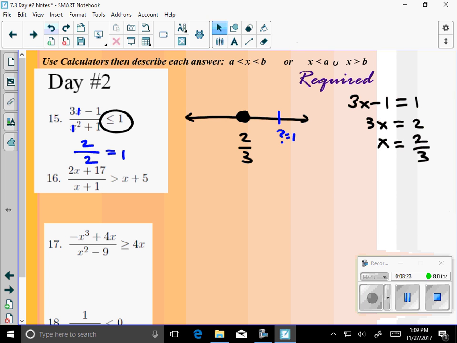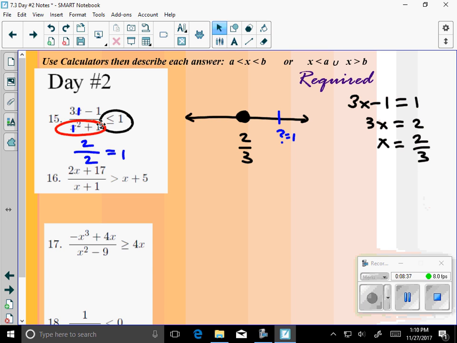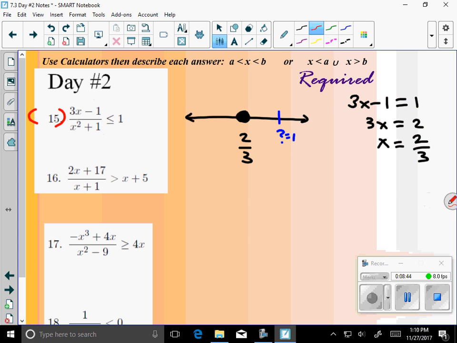Let's pause. Okay, I forgot something here, and it happens, even to those who are JV. I can't just ignore this x squared plus 1. I can't, and here's why. What we've got to do is multiply both sides times x squared plus 1. All right, so it cancels it here, and now I get 3x minus 1 is less than or equal to x squared plus 1. Ah, here we go.